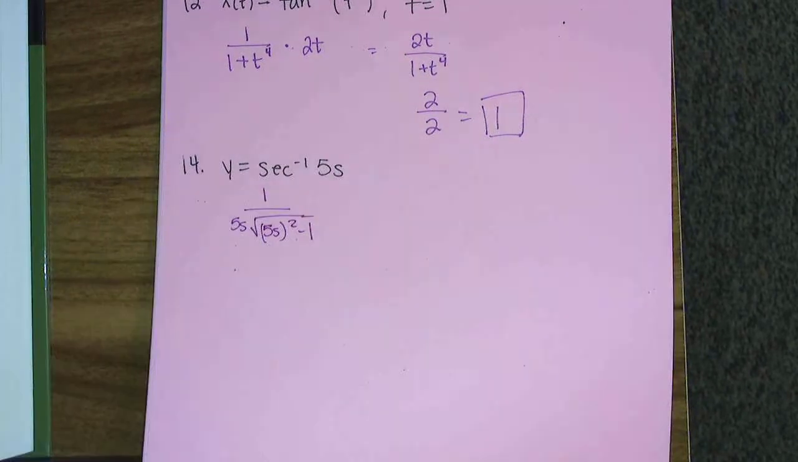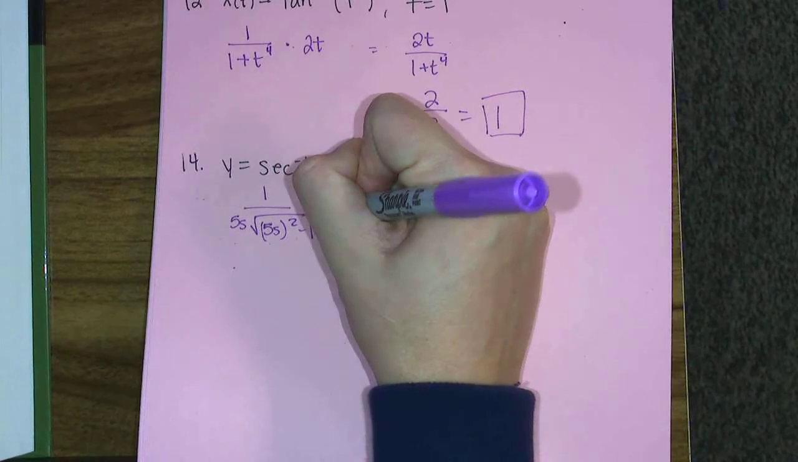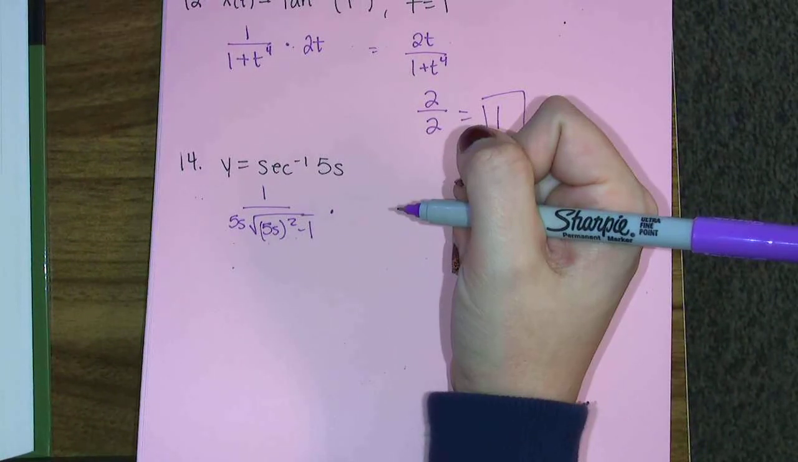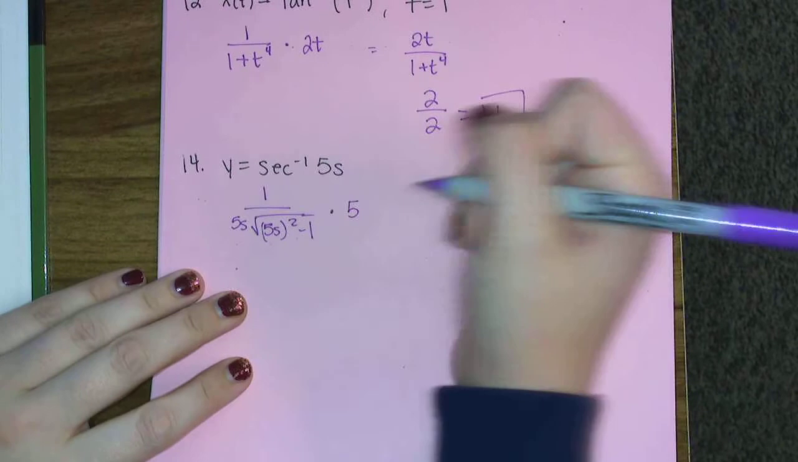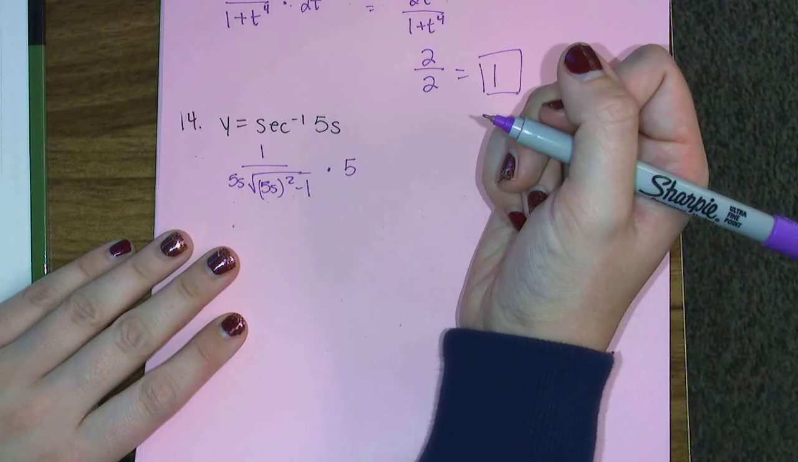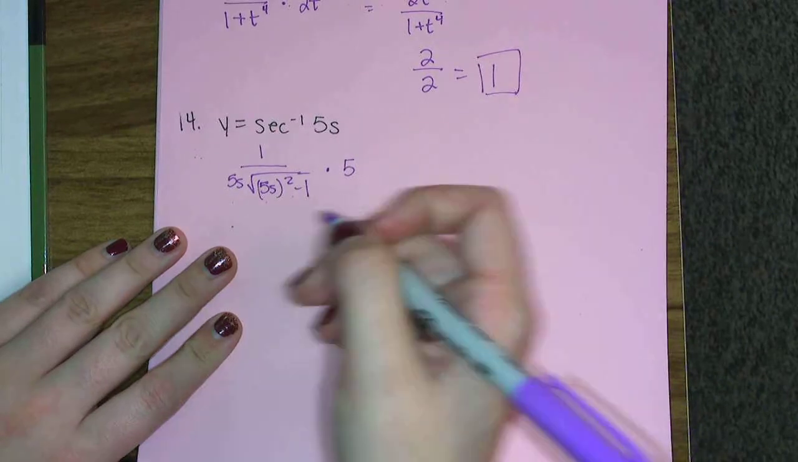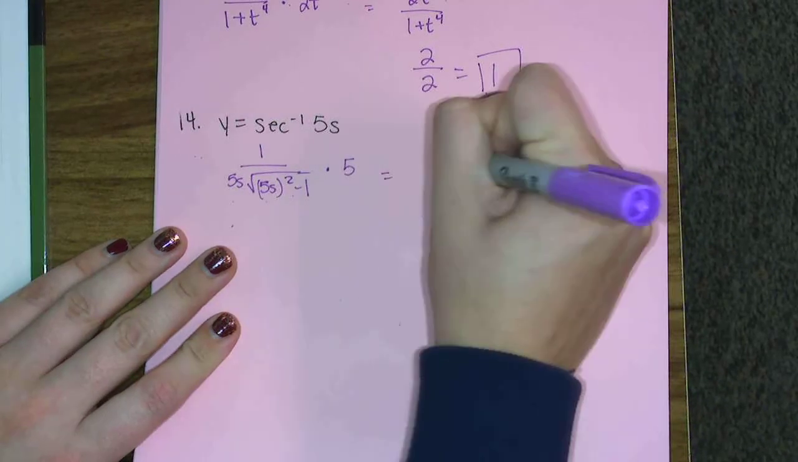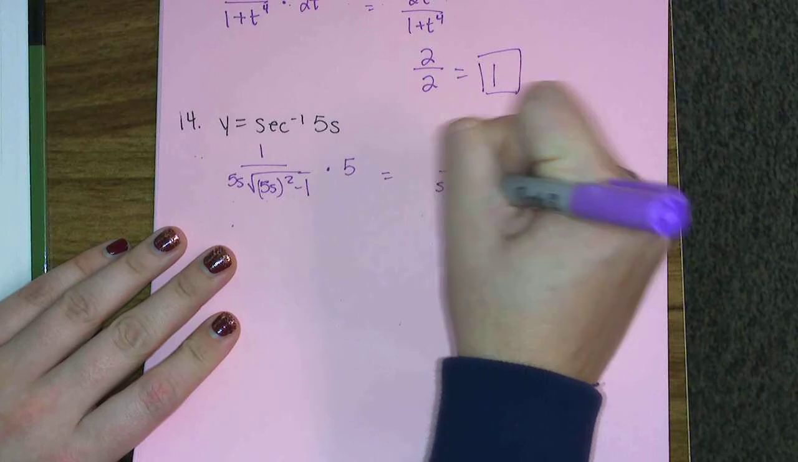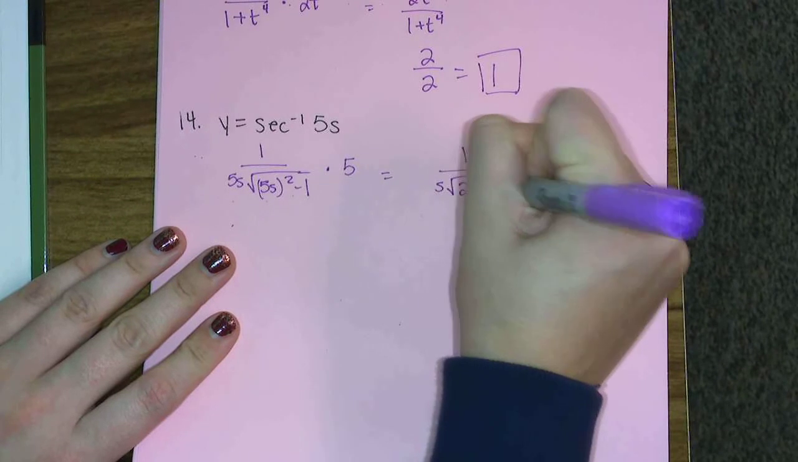Okay. So then, oh, and then what else? Did you already say that part? I don't remember. Times 5. So the 5's cancel. And so then you would get 1 over s times the square root of 25s squared minus 1.